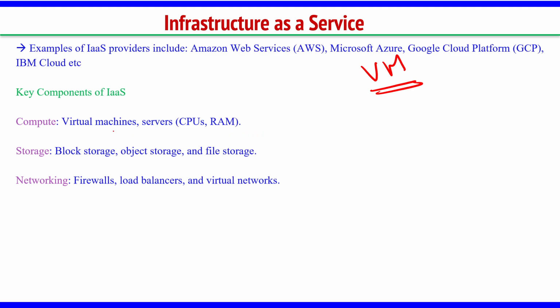So what are the key components of IaaS? Compute things, that is virtual machine, server, CPU, RAM, etc. Storage related things, and networking related things like firewall, load balancers, everything. So all these can be given on a rental basis. Only these things will be given, remaining all we have to take care of. That is one type of service delivery model in cloud computing.